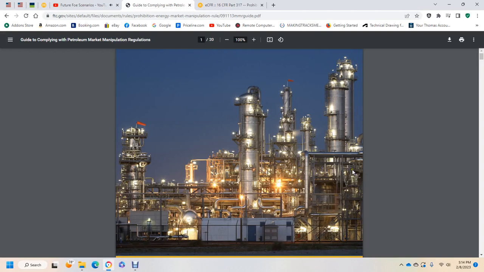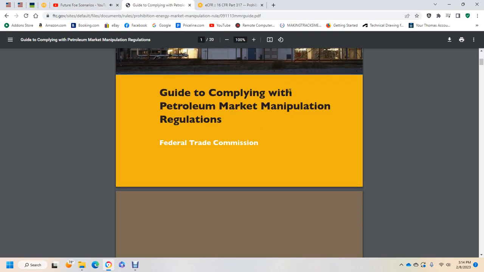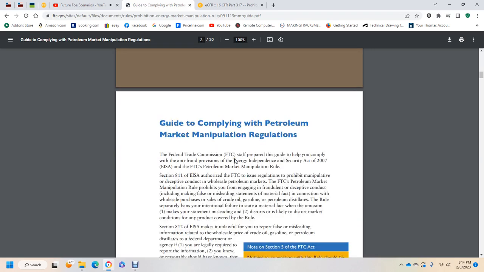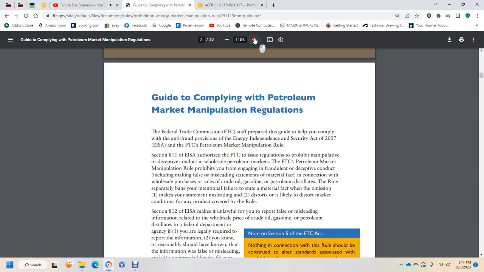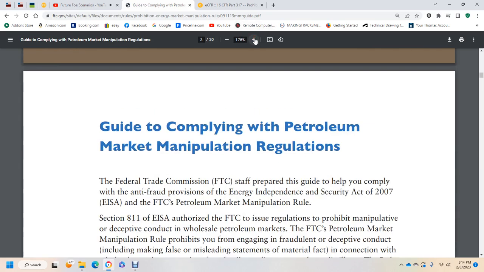Alright, we've got a guide to complying with the Petroleum Market Manipulation Regulations. It's 20 pages: Guide to Complying with the Petroleum Market Manipulation Regulation, Federal Trade Commission. Alright, we'll increase the size.